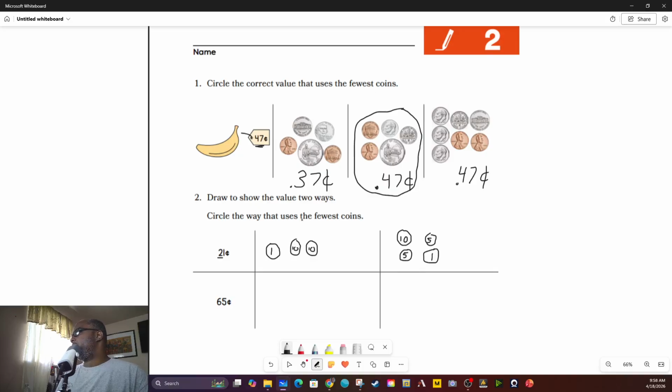But I have to circle the way that uses the fewest coins. And that is it right here. I have 3 coins right here, 4 coins right here. This is the fewest. Let's jump down to 65 cents.